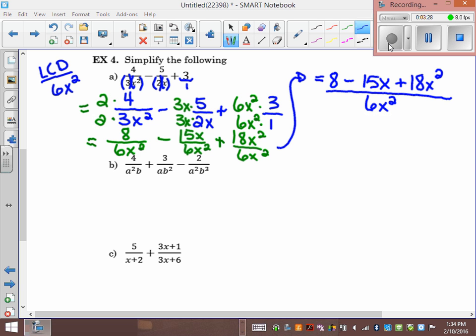Can we combine any like terms in the numerator, in the top? No, we have 8, we have 15x, and we have 18x squared. So they're all different terms, right? So we can't combine them, we're done. However, we do have to say that x can't equal 0, because we need our NPVs. So that's our answer.